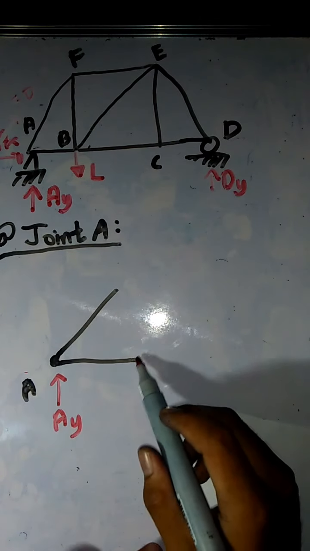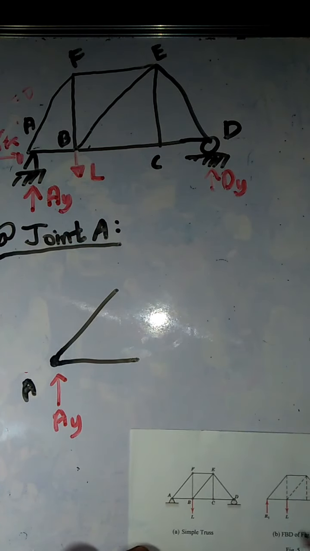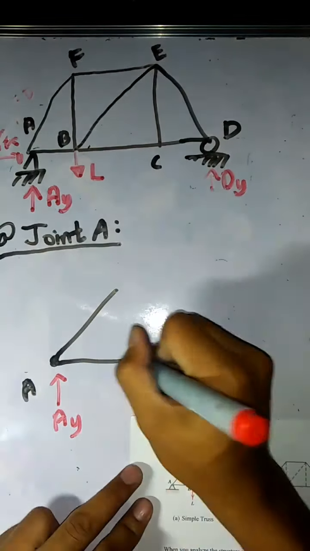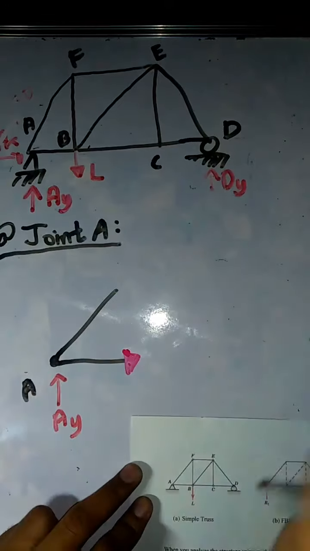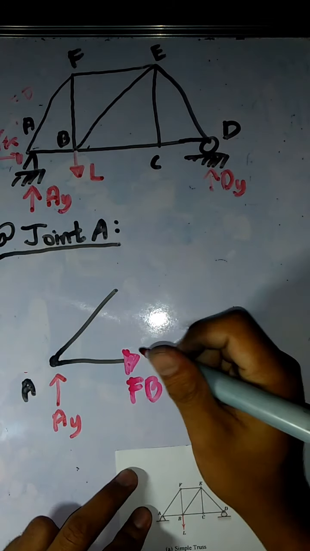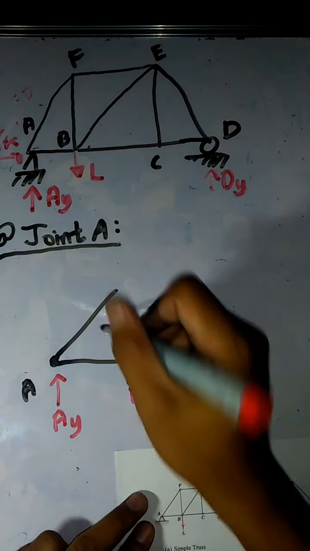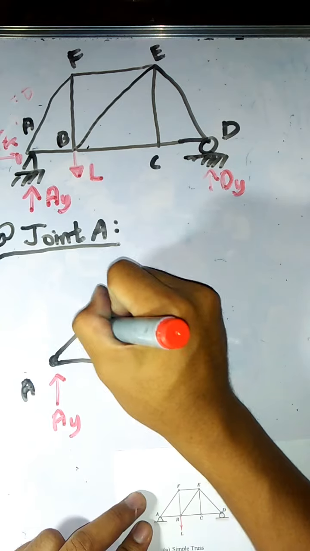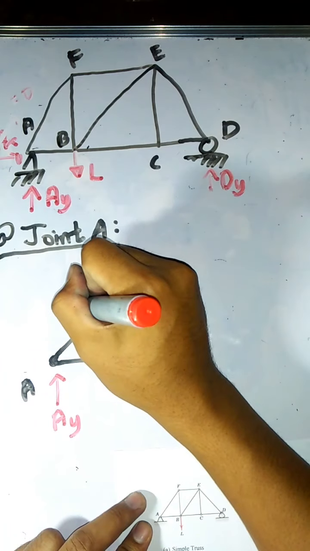Next, let's look at the internal forces. Let's assume that this AB, this force AB, is along the right, meaning tension. This is force AB. If this is along the right, let's say this force AF has this direction. Why?